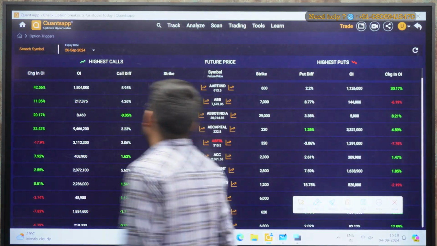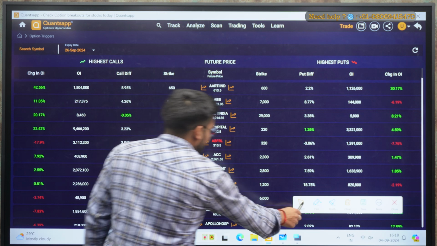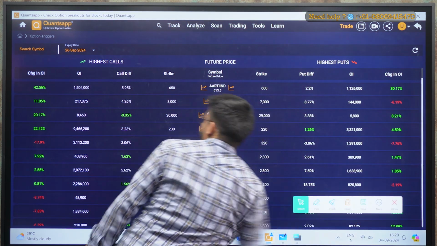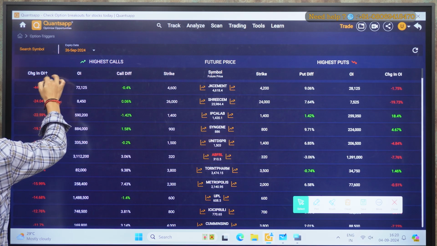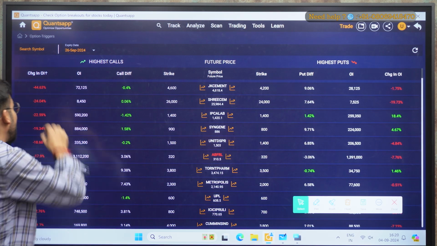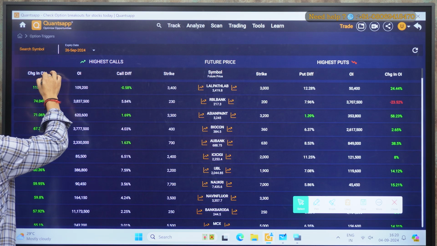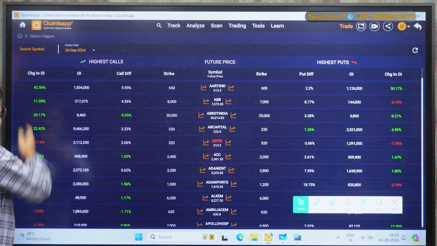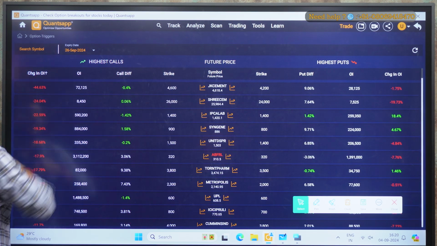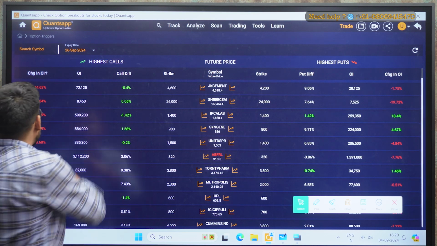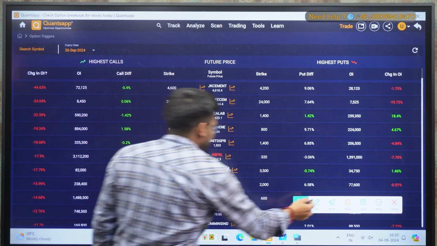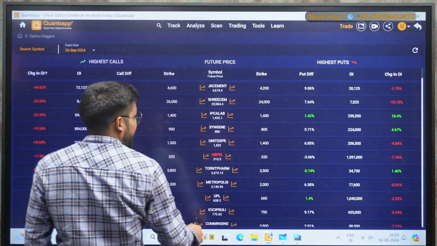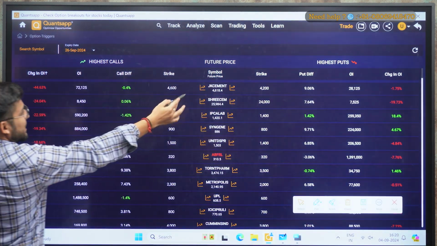First of all, as you can see here, there is a change in OI, and in change in OI there is an arrow. When you select this arrow, it will position the change in OI in ascending or descending order. Right now, as you can see, I have changed this order. So here you can see JK Cement.